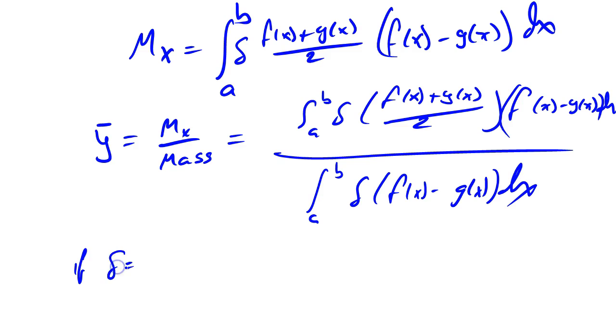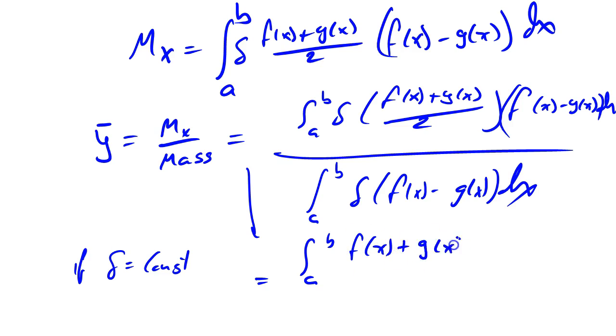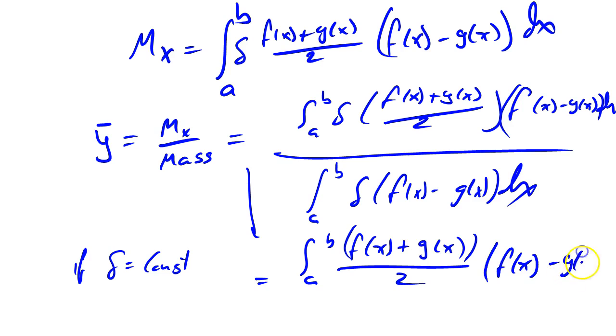So if delta equals a constant, then you're just looking at this thing right here, which is equal to the integral from a to b of, I'm going to continue to write it this way. I'll show you a shorthand way of writing it in a moment, but I don't like the shorthand way of writing it because it doesn't lead me to the formula. And I hate memorizing things.